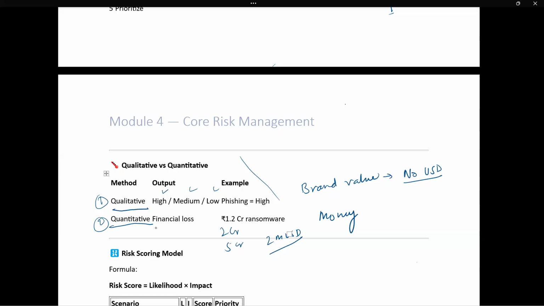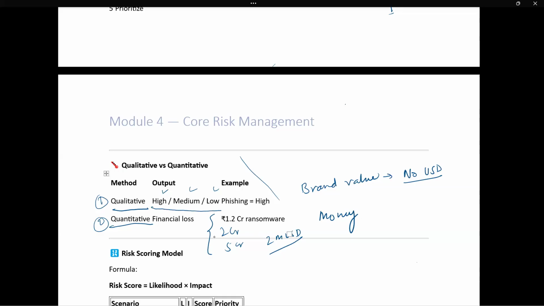Advantages and disadvantages of both. When you perform quantitative risk analysis, you are very accurate. You can give very accurate information to your CISOs, your CIOs, your CEOs that if this particular risk happens, you will lose a lot of money. With qualitative, you are not able to showcase whether you are going to lose 5 crore, 50 crores, or 500 crores. There is no way.